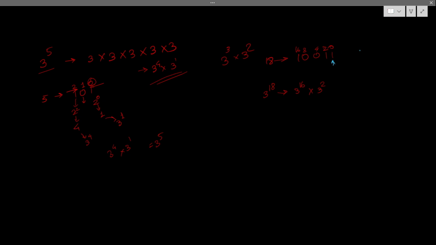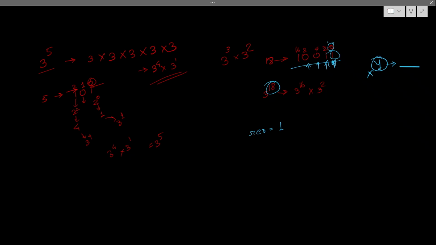Whenever the bit is 1, I will store the result. The result will initially be 1. For x to the power y that I am going to calculate, this y is my 18. I represent y as a binary number. In the binary number I iterate from the last digit to the first digit. If the current bit is 1, I take that index of the bit.